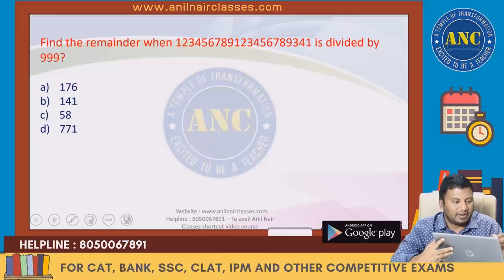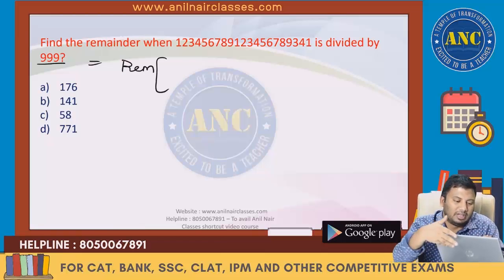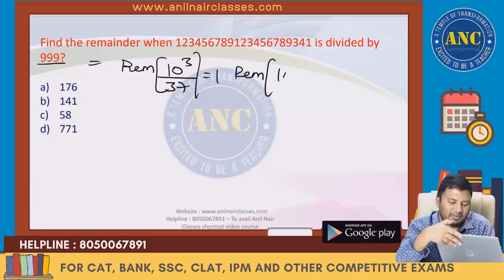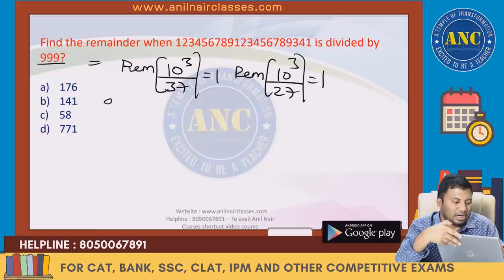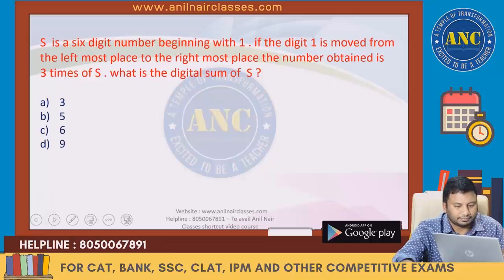Next one, divisible by 999. We discussed the divisibility rule of 37 and 27. 10 cube by 37 is 1. 10 cube by 27 is also 1. So 999 is nothing but 27 into 37. Yesterday we discussed the divisibility rule of 27 and 37.